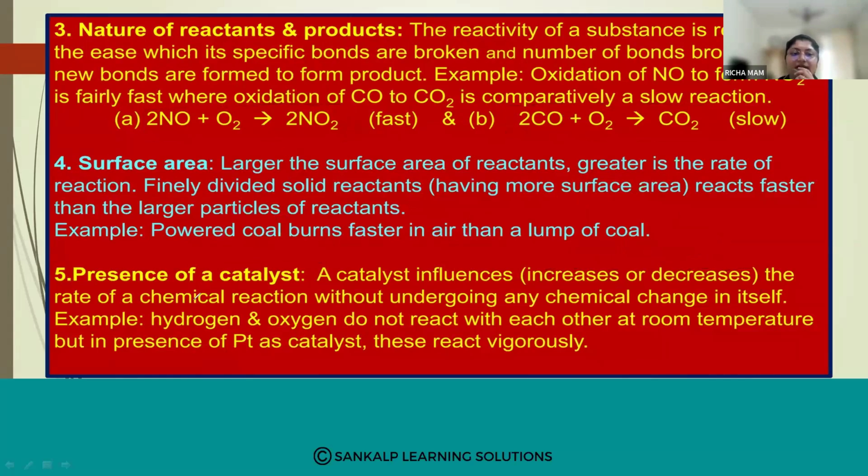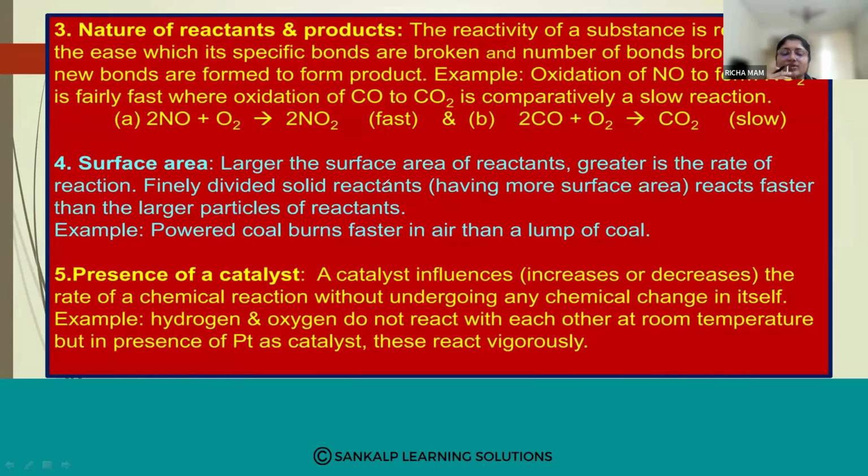So this is about the nature of reactants. Next is the catalyst. How does the catalyst play an important role? A catalyst will influence, either increasing or decreasing, the rate of reaction without undergoing any chemical change. We know the role of the catalyst: it helps the reaction to be faster, or it will speed up the rate of the reaction without undergoing any chemical change. This is the role of the catalyst.